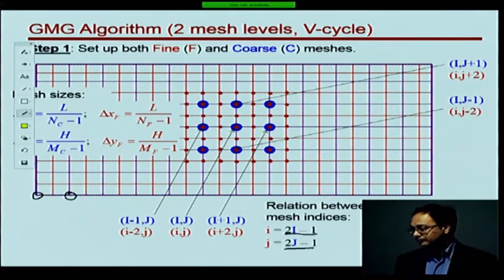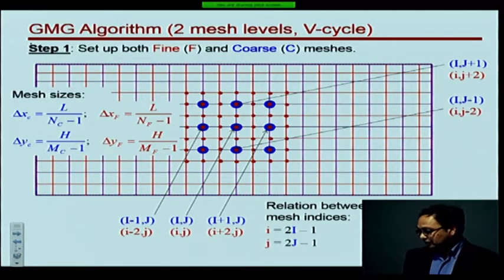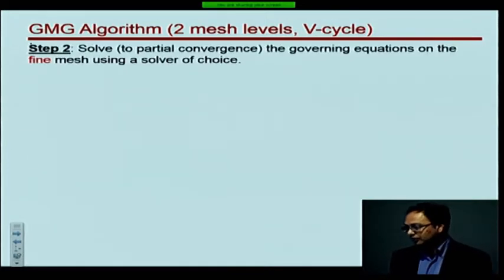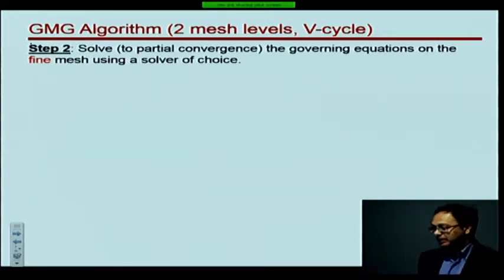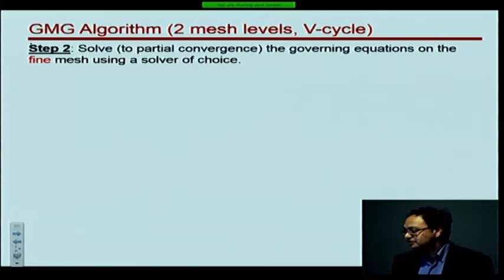All right, so that's our mesh, and grid spacing I already talked about. That's pretty straightforward. So setting up of the mesh is done. Now it's time to solve the equation. So step 2, what we are doing is we solve to partial convergence the governing equations of the fine mesh using a solver of choice.